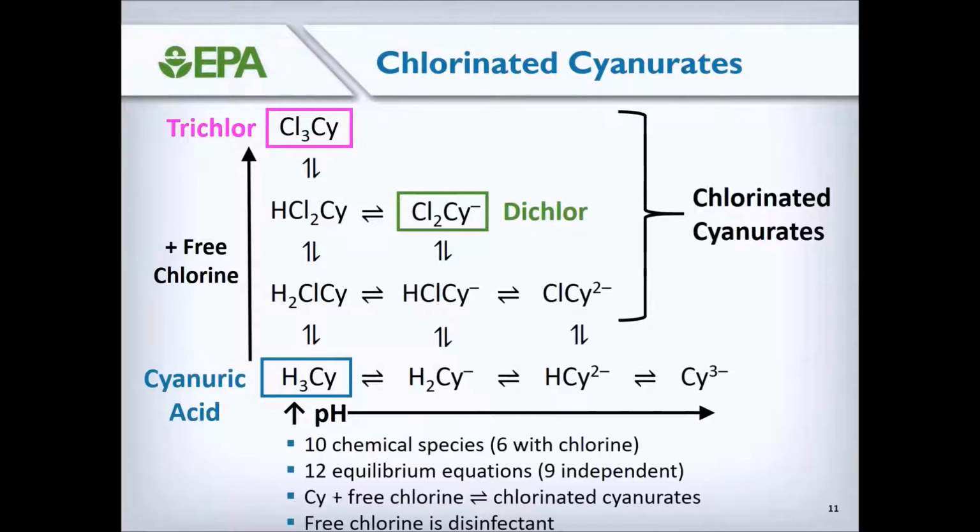But overall, the bottom line here is in a system where you have free chlorine and cyanuric acid present, no matter if you add them as dichlor or trichlor or free chlorine and cyanuric acid separately, this equilibrium occurs where all these species can be present. There's actually 10 chemical species associated with cyanuric acid, and there's 12 equilibrium equations, of which 9 are independent, that define this equilibrium. So the take home here is there's this equilibrium between cyanurate, free chlorine, and these chlorinated cyanurates. And also to keep in mind, and we'll get to this a little later as well, that free chlorine is actually the real disinfectant in these systems, and these chlorinated cyanurates are not really considered disinfectants in and of themselves.